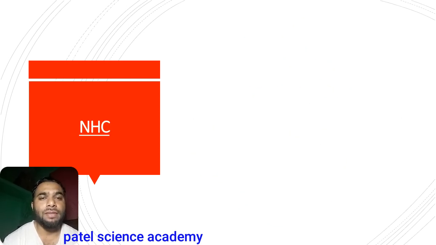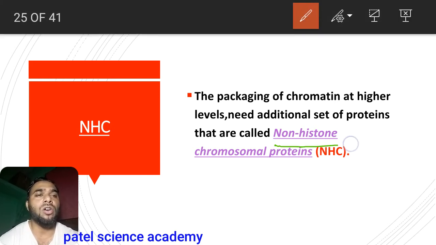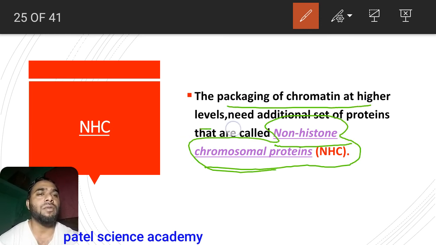Dear students, one more term is here, NHC, which stands for non-histone chromosomal protein. What is this NHC? The packaging of chromatin at the higher levels needs an additional set of proteins, and that additional set of proteins needed for the packaging of DNA on the chromosomes is called NHC, the non-histone chromosomal protein. You can also remember this term, because at the higher levels it is needed for maintaining this packaging of the DNA on the chromosomes.